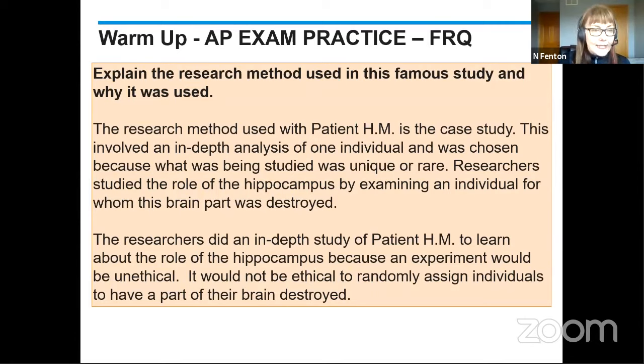This is definitely an in-depth study, and then you have to say why. Why was it used? Which is going back to what Dr. Swope talked to you about with the advantages of a case study. So why they use this? Well, because this is a really rare behavior, and you can't do a survey of people who've had this happen to them because thankfully, there aren't that many. So you can't do an experiment because that would be unethical to randomly assign people to have damage to their hippocampus. So they did this in-depth study because they were able to find out about something that was unique or rare. And you can't use an experiment because it would be unethical.